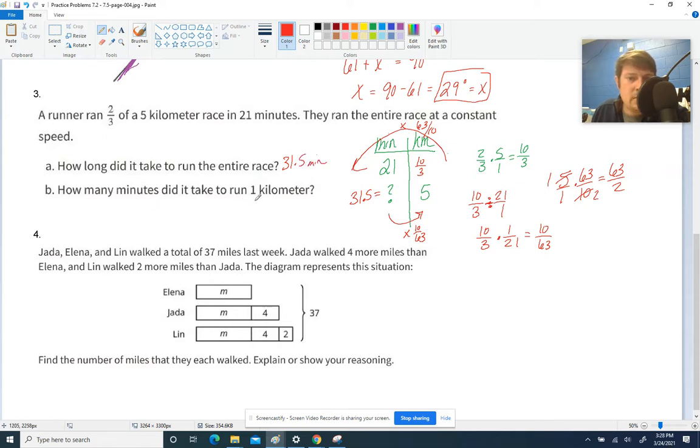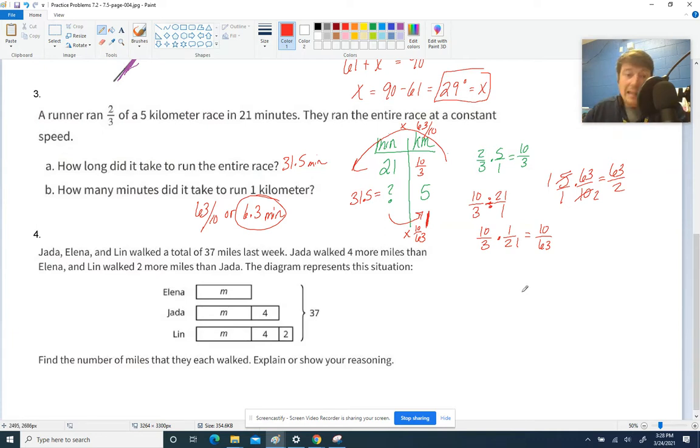How many minutes did it take to run a kilometer? Well, that's going to be our constant of proportionality. Let's see, how many minutes did it take to run a kilometer? So when this is 1 kilometer, we go back this way, 1 times 63 tenths. So our answer would be 63 tenths or 6.3 minutes. That would be the answer for that one. I like 6.3 better there. Not very many people are like, hey, how long did it take you to run 63 tenths of a minute there, buckaroo? No, 6.3 makes a little bit more sense there.